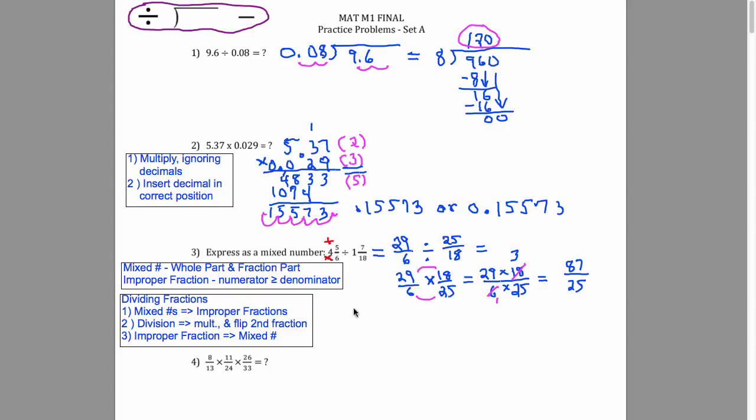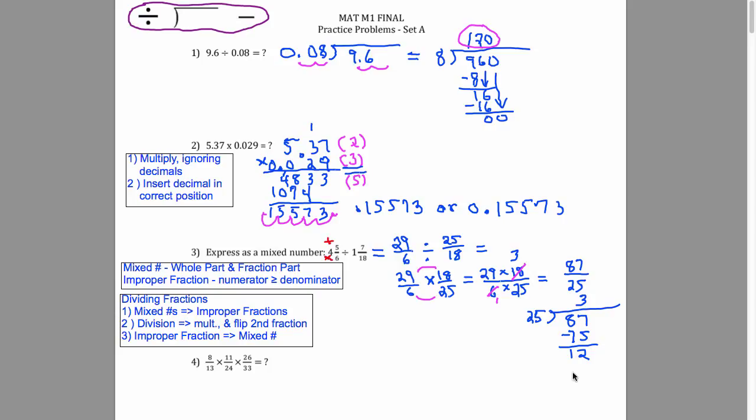So to convert an improper fraction to a mixed number, you need to perform long division. So what I'll do here is I'll place 25 on the outside, 87 inside, and now we'll divide. 25 is an easy number to divide by. 25 into 87 will be 3. We'll get 75. And when we subtract, we get 12 as a remainder.